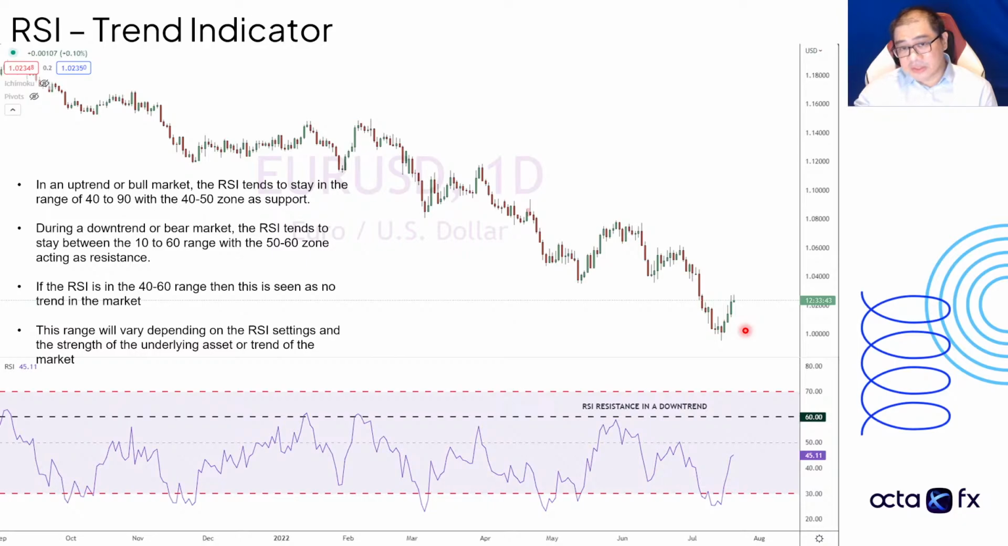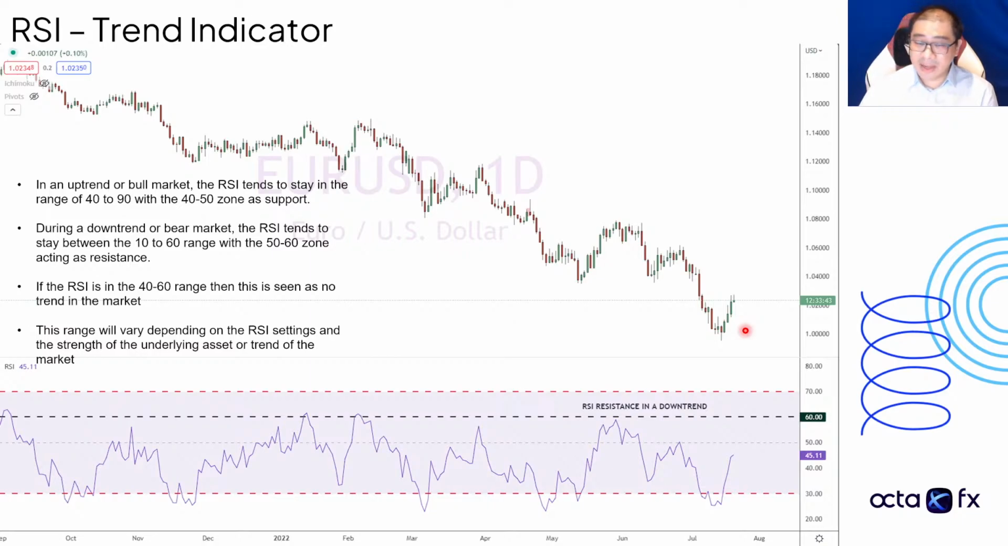50 to 60 will actually start acting as a resistance. It doesn't need to be in an overbought. That's why some people use 60-40, right? Because of this logic, they might be able to apply it without even understanding what it is. But 60-40 is basically this.